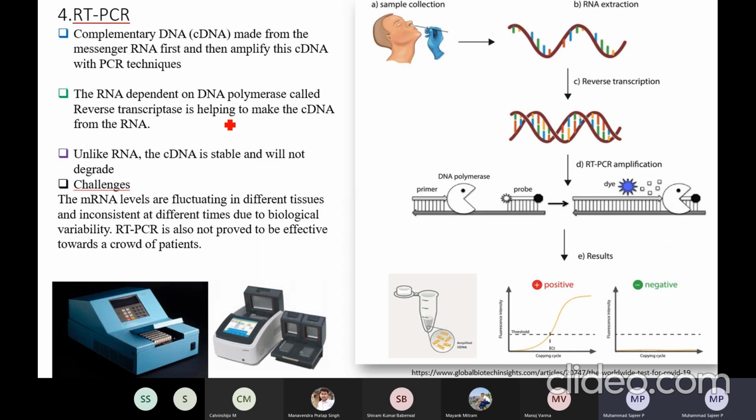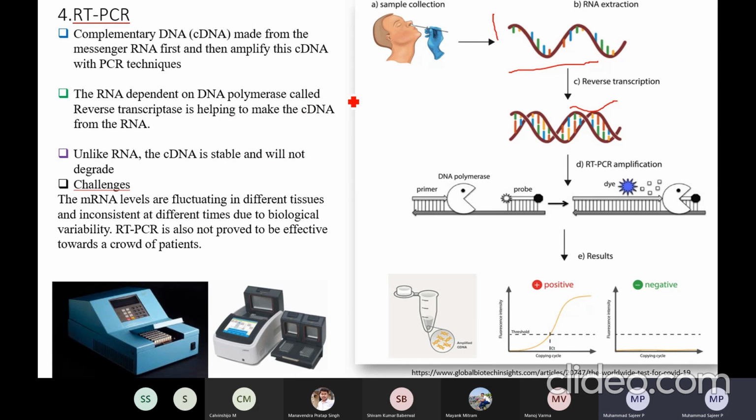So in RT-PCR, in the PCR we usually have DNA as a raw material, but in RT-PCR we have RNA as a raw material, and after that we will make a complementary cDNA from the messenger RNA. Then we will amplify this DNA using the common PCR technique. So the advantage is that RNA is usually easily degraded, but cDNA will have a long lifetime.